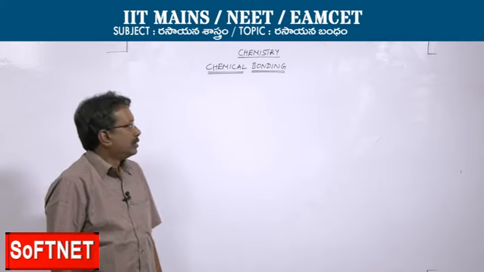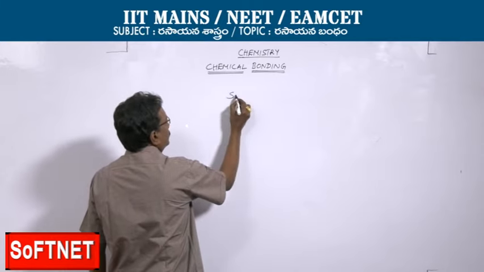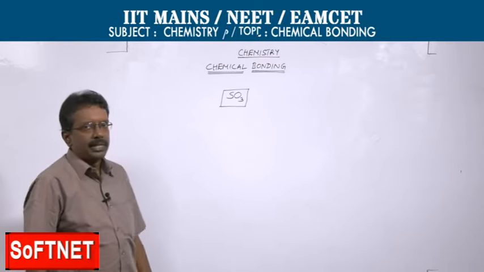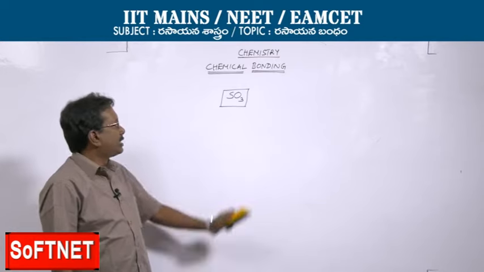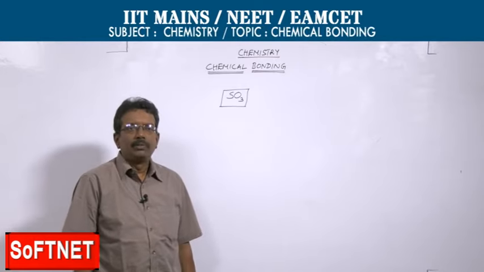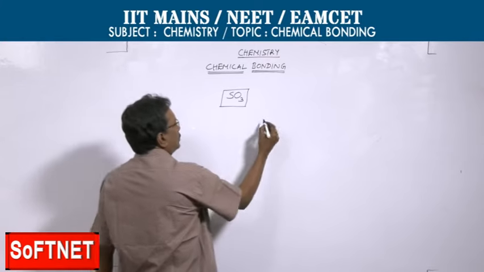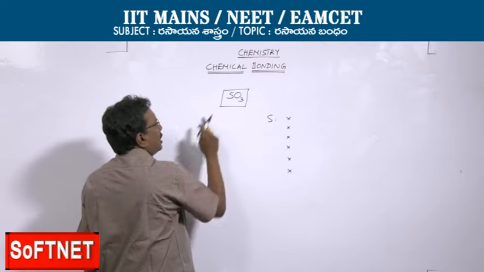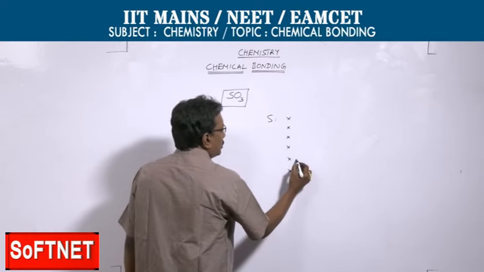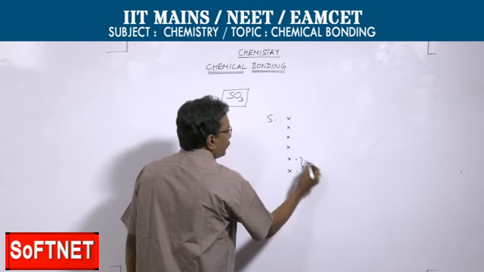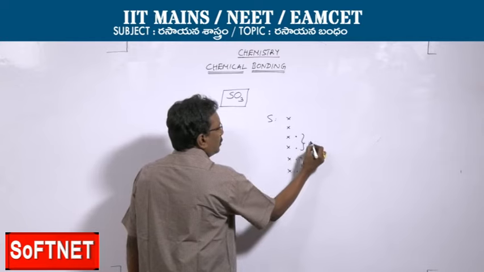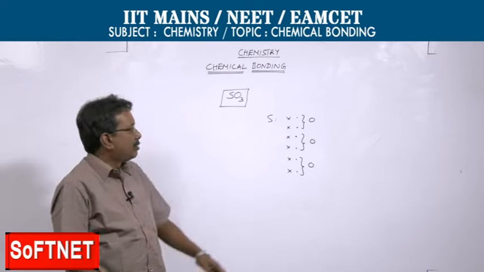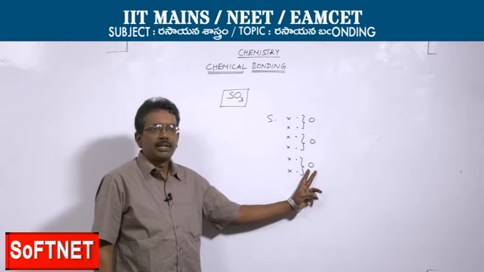Now I am taking one more example: SO3, sulfur trioxide. In this sulfur trioxide, near the central atom sulfur, how many lone pairs are available? Let us verify. Sulfur has 6 valence electrons, a 6A group element, and there are 3 oxygens. So 2 oxygens, and the 3rd oxygen. Each oxygen has valence 2, so each oxygen can form 2 bonds.